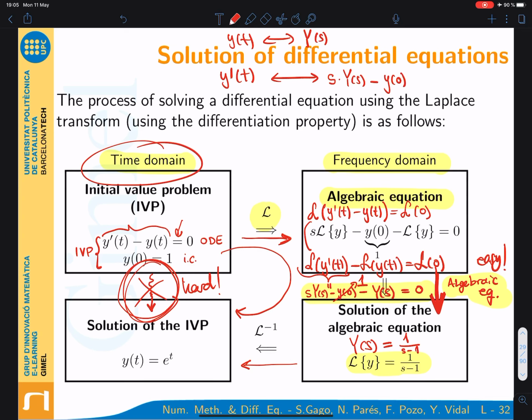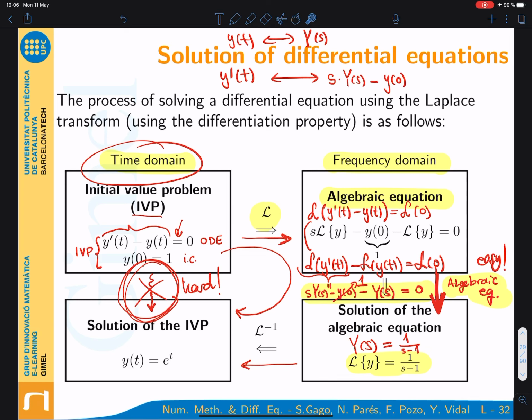People want the solution in the time domain. We are very comfortable living in the time domain. We want the solution of our initial value problem in the time domain. So we need to go backwards. We need to compute the inverse Laplace transform of the solution we get here.